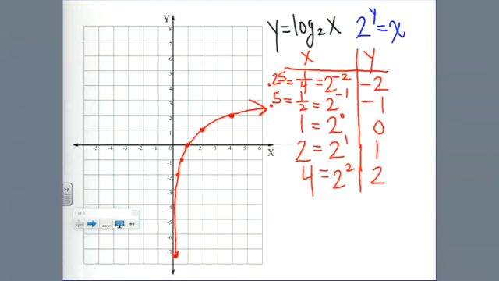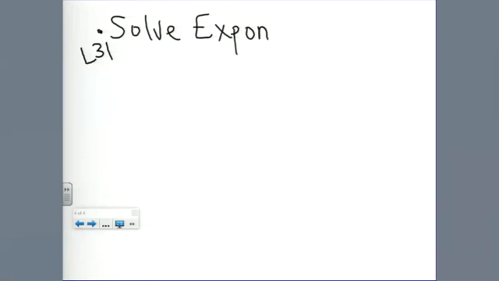Going back to exponential functions, another thing we can do is solve an exponential equation for a particular letter. So let's go over some examples on how to solve exponential equations. This is still lesson 31.